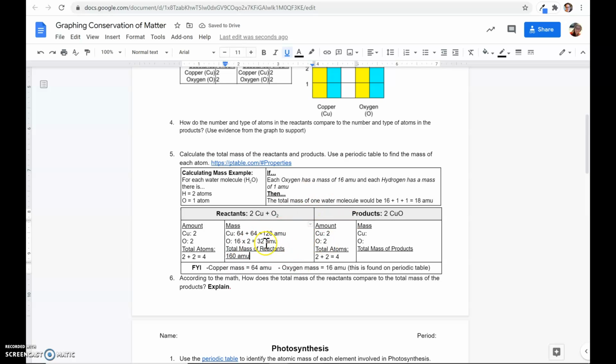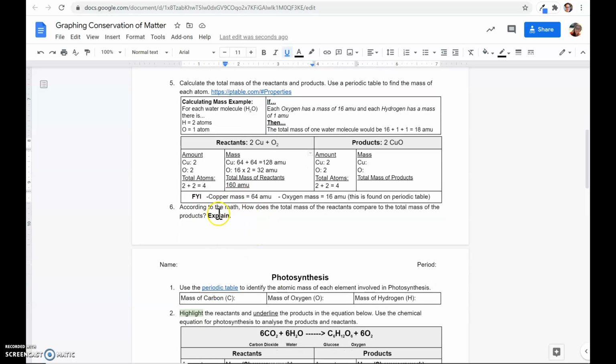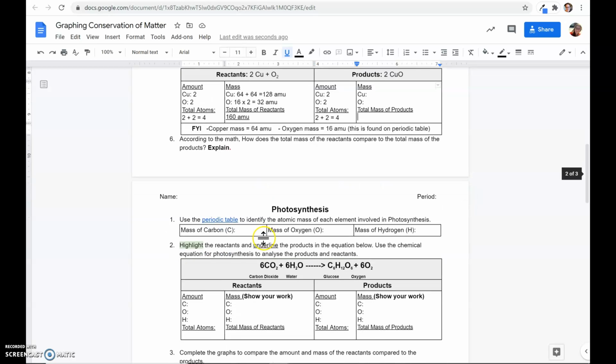All right, pause the video, and now you're going to go through and do that same thing on this side in this column. Okay, now that you're back, make sure to answer question 6. It asks you, how does this number and this number compare? Okay, are they the same? Are they different? Explain why that is.